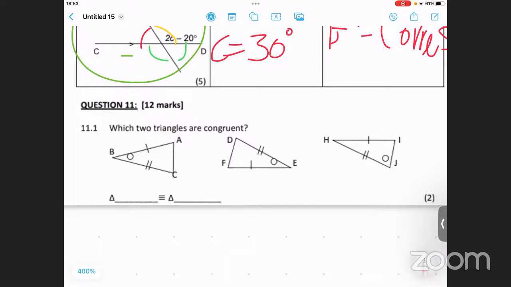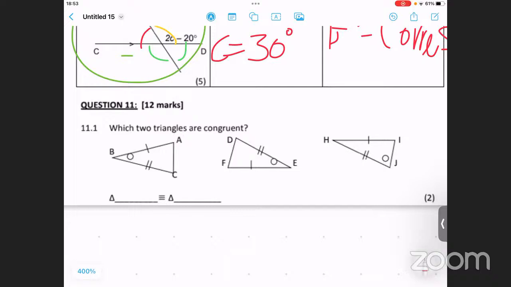Okay. Ma'am, similar triangles have the same shape, and the three angles are equal, but the sides may not be equal. But congruent triangles have both equal sides and equal angles. Perfect.